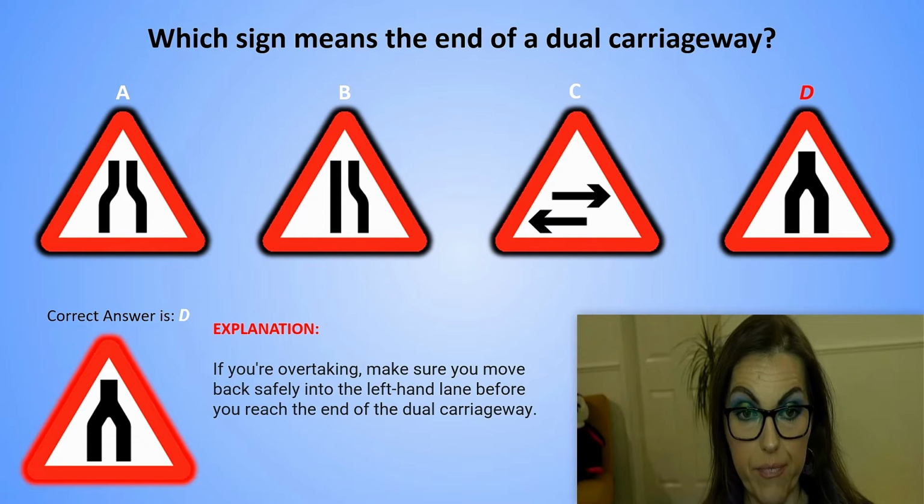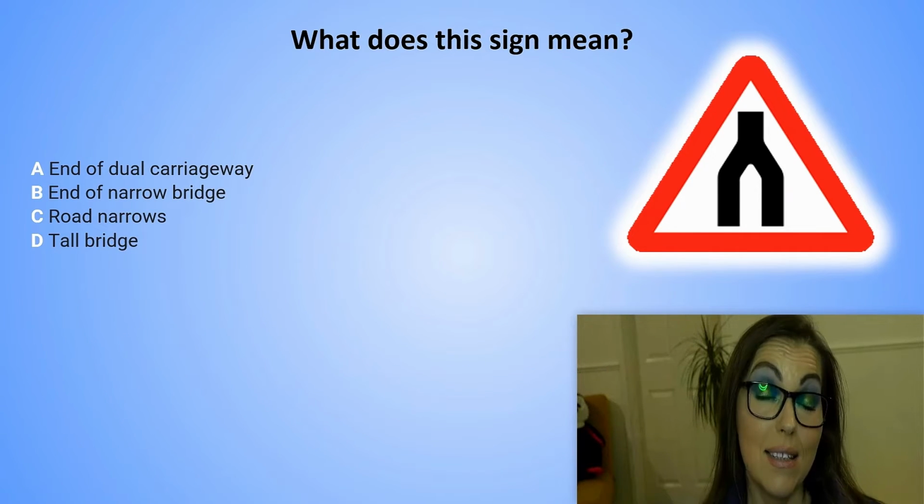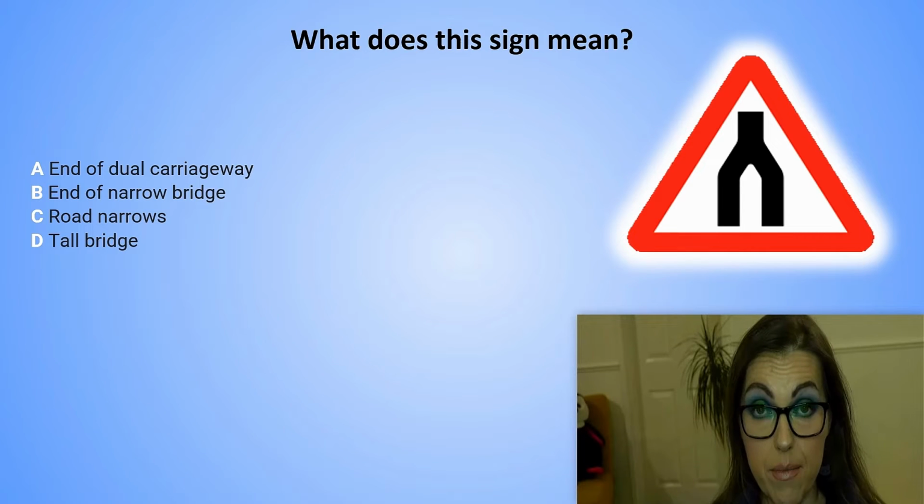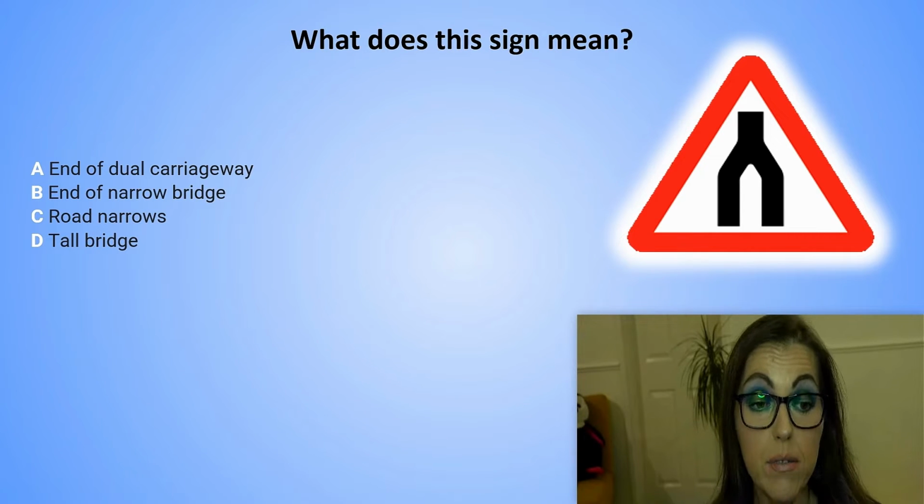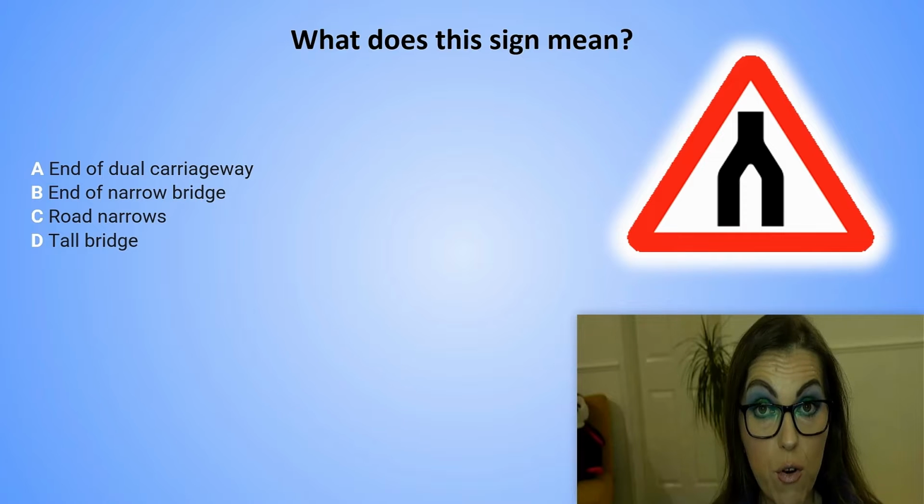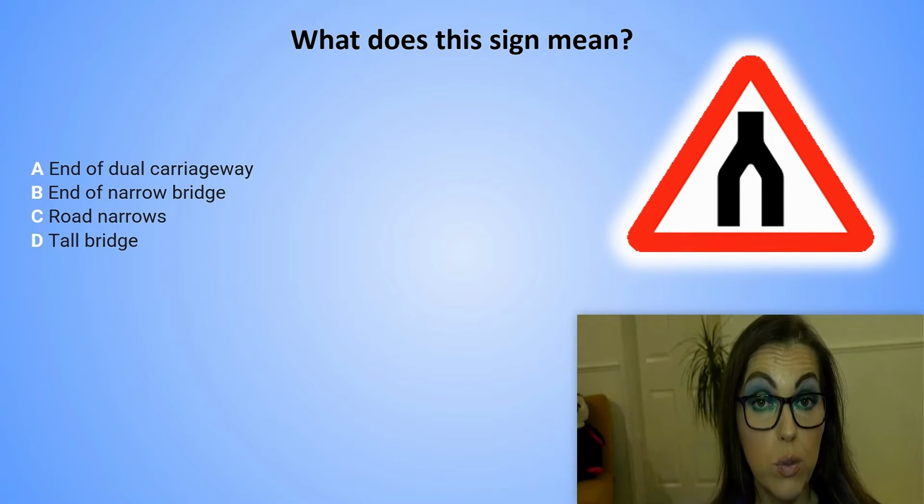Next question. What does this sign mean? A. End of dual carriageway. B. End of narrow bridge. C. Road narrows. Or D. Toll bridge.